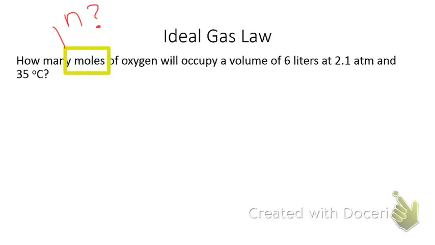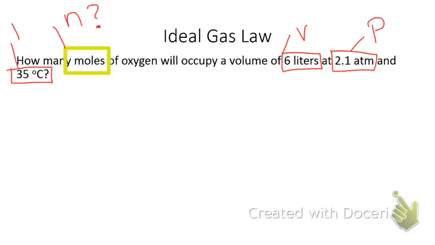Of oxygen will occupy a volume, there's my volume, 6 liters. I know that's volume because liters is always a unit of volume. And then 2.1 atmospheres. I know that's going to be my pressure because atmospheres is a unit of pressure. And then finally we're given a temperature here, 35 degrees Celsius. I'm not going to be able to use degrees Celsius, but I can make a simple conversion, convert it into Kelvin, and then plug it into the ideal gas law.